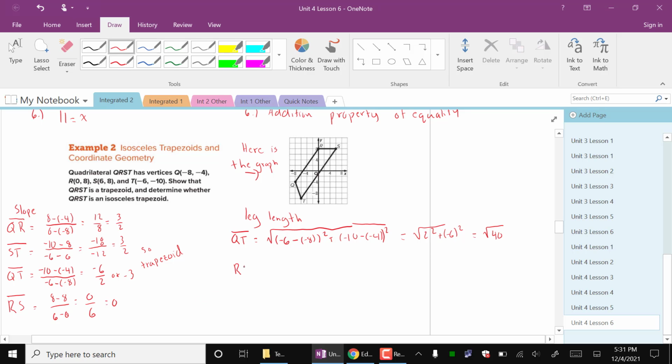RS equals the square root of 6 minus 0 squared plus 8 minus 8 squared, which is going to give us the square root of 6 squared plus 0 squared, which is the square root of 36, or 6. Not the same. QT does not equal RS, so not isosceles.